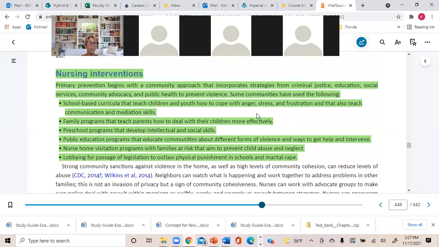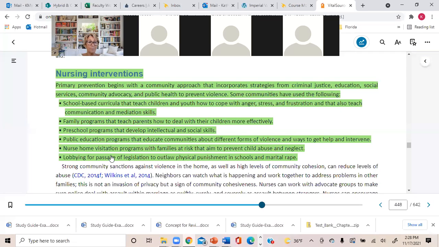Okay, what can we do? What can nurses do? Primary prevention begins with a community approach that incorporates, let's see, who do we get involved? Maybe criminal justice, education, social services, community partnerships, and public health to prevent violence. And here's a good list of six things communities have done to prevent violence. Excellent list. School-based curriculum that teaches children how to cope with anger, stress, and frustration. Teach them communication and mediation skills. What a great idea. Family programs that teach parents how to deal with their children more effectively. Great idea. Preschool programs that develop intellectual and social skills.